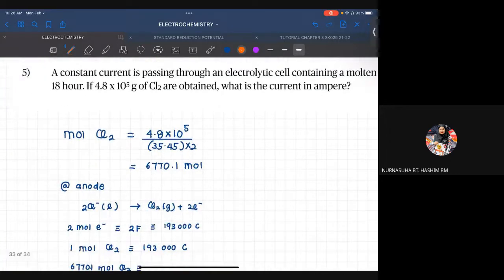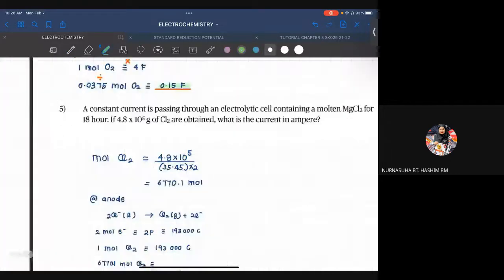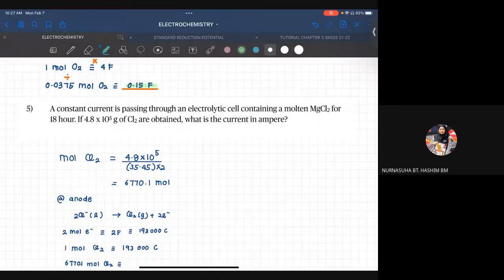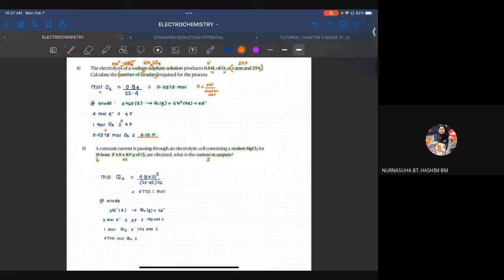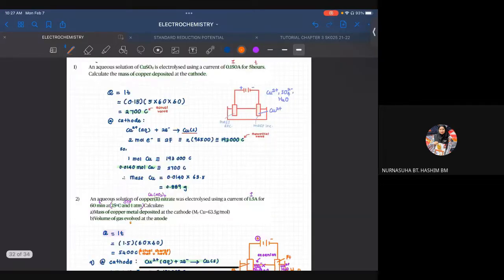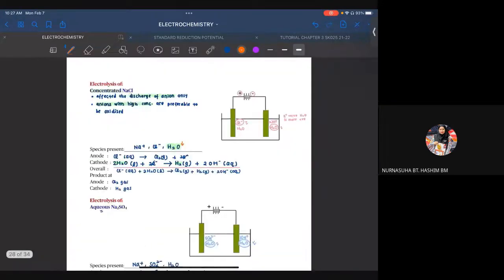Okay, next last one. A constant current is passing through an electrolytic cell containing molten magnesium chloride for 18 hours. If 4.8 exponent 5 gram of chlorine are obtained, what is the current in ampere? So kita nak cari I, kita ada mass of the gas, kita ada time. Sekejap madam nak copy paste.